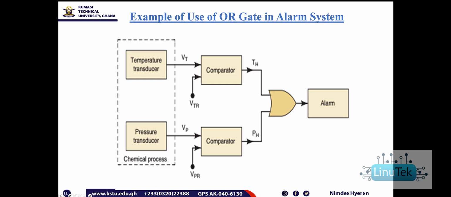Now, when the outputs of both comparators are low, that is, when the inputs of the OR gate are low, the output that goes to the alarm is always off, so the alarm will not sound. But once there is a variation in input, that is, output from the comparator, then the alarm would sound. So this is an example of how an OR gate can be used.